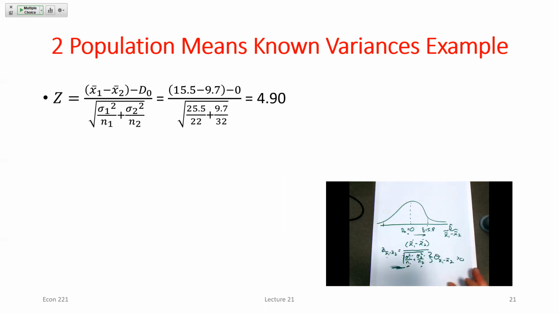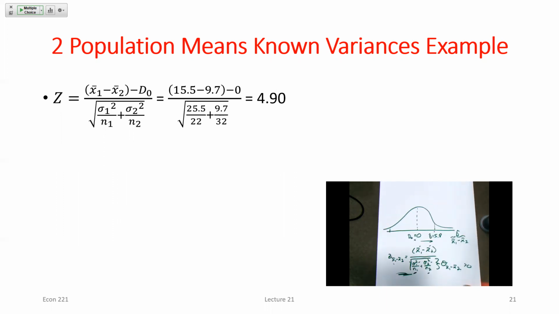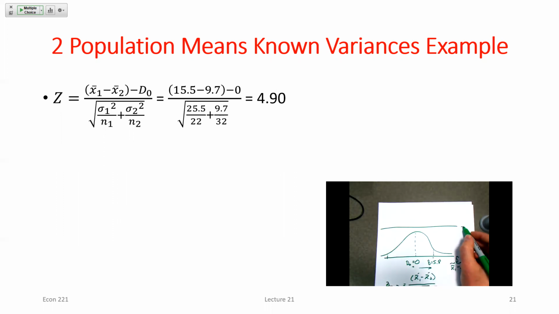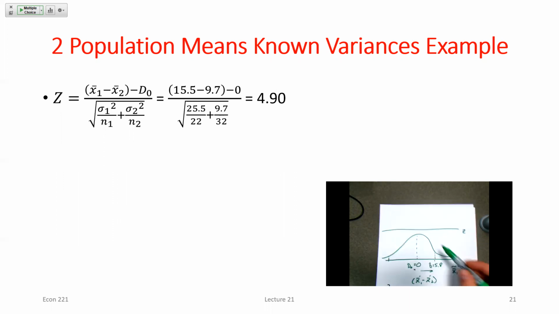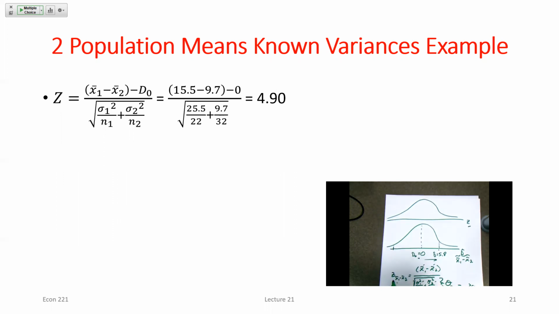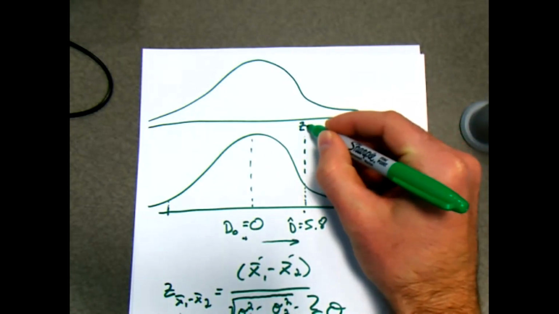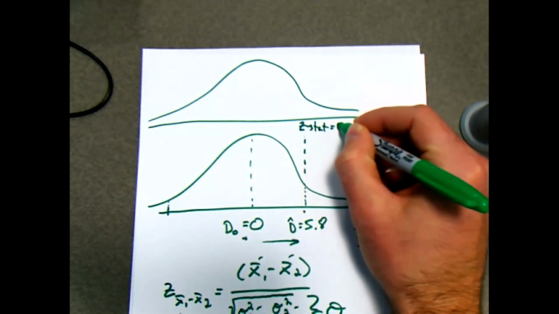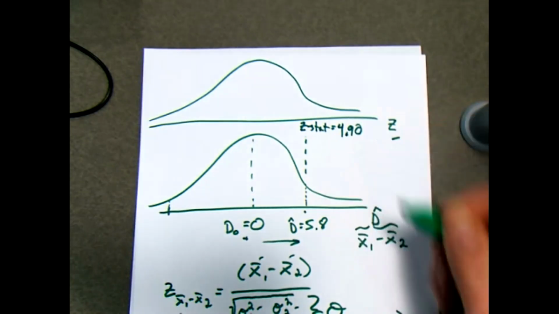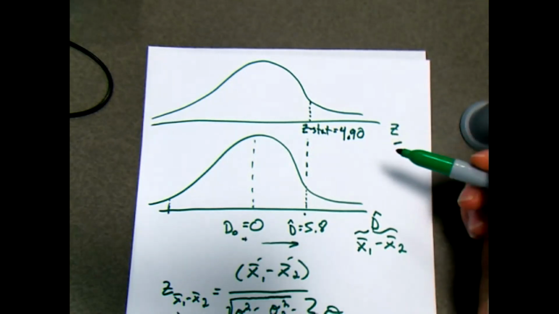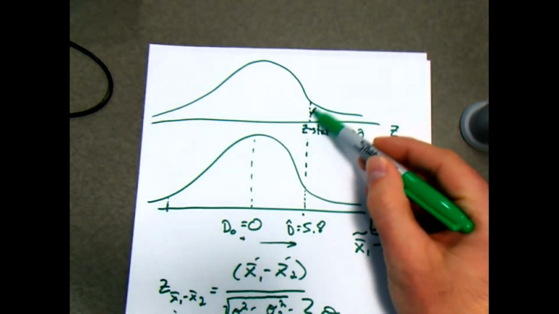So what I've really done there, and it doesn't matter if I draw this above or below, usually I draw it below, but what we were doing was turning that sample difference into a Z value. If I did that, and I find that that sample difference corresponds to a Z statistic of, I think we said, 4.90.